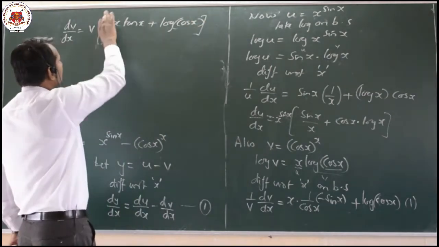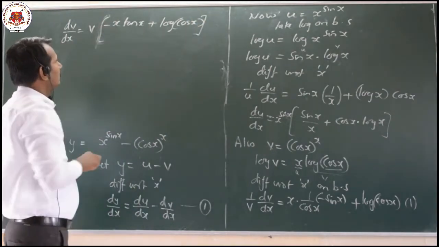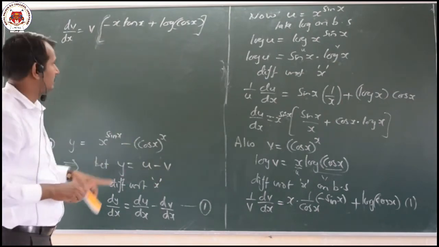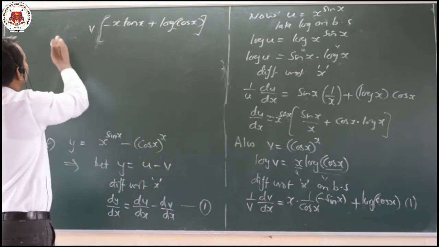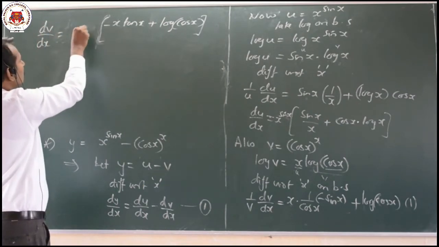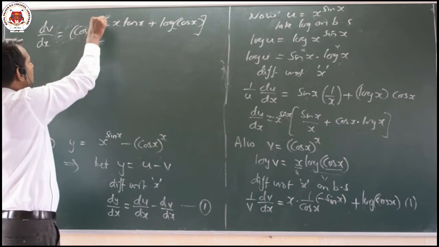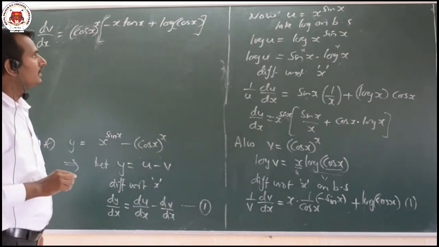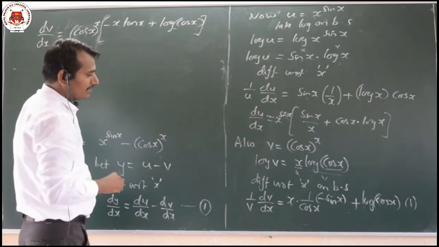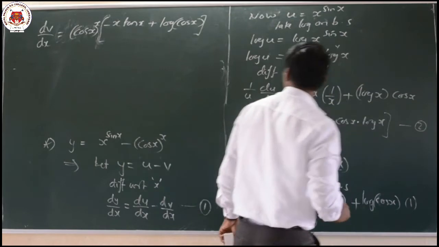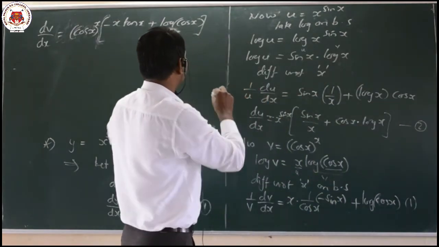Next, what is the next part now? Here we will write the v value. What is the v value here? That is cos x to the power of x. I will rewrite here only, that is dv by dx equal to cos x to the power of x. That is your required result. You can take it as equation number 2 here. This part you can take it as 2 and this part you can take it as equation number 3.